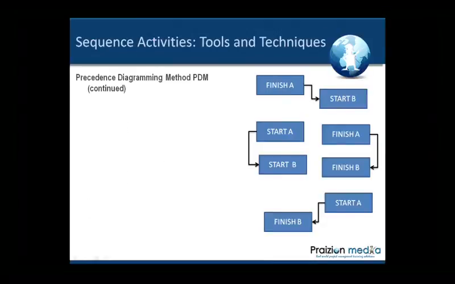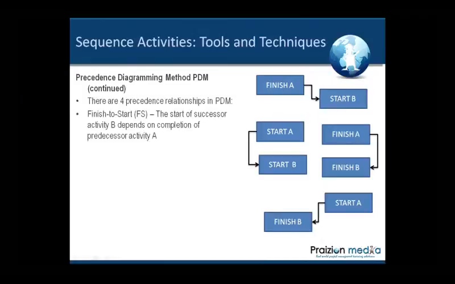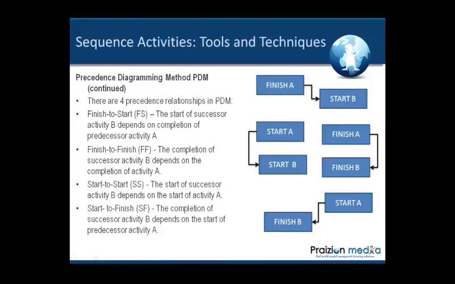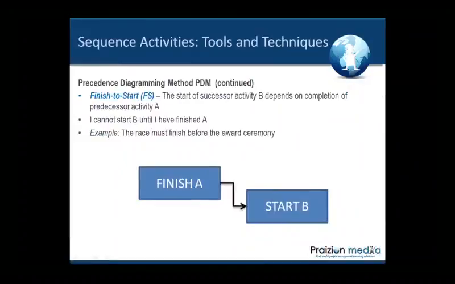So let's take a closer look at some of these. There are 4 precedence relationships, like I said. In finish to start, the start of successor activity B depends on the completion of A. In finish to finish, the completion of successor activity B depends on the completion of A. In start to start, the start of successor activity B depends on the start of activity A. And in start to finish, the completion of successor activity B depends on the start of predecessor activity A.